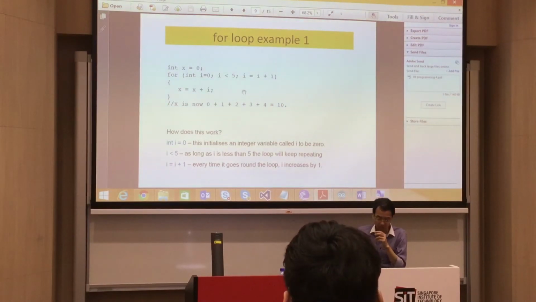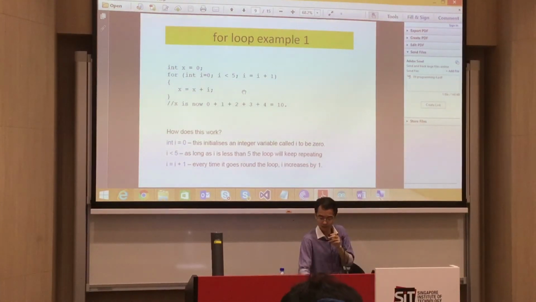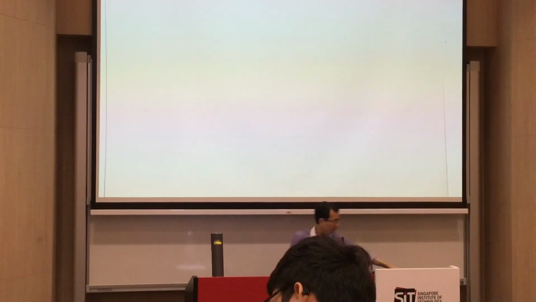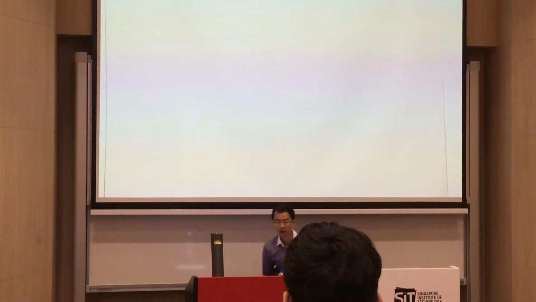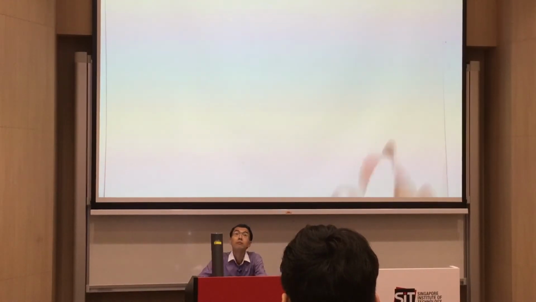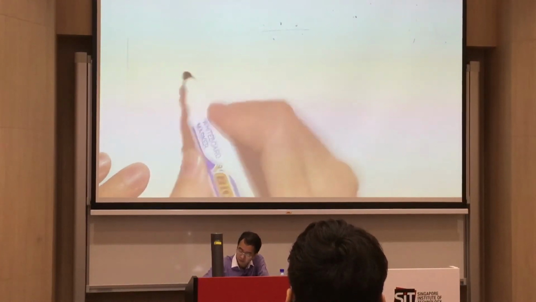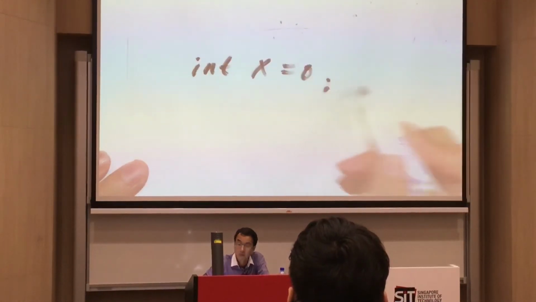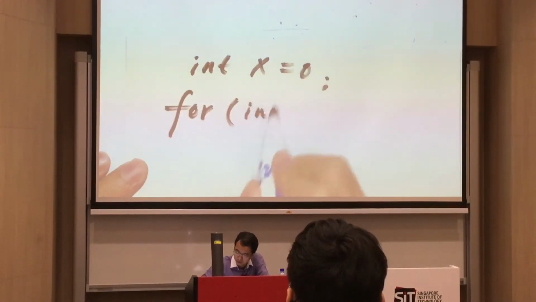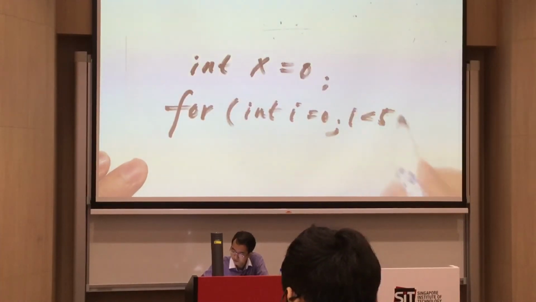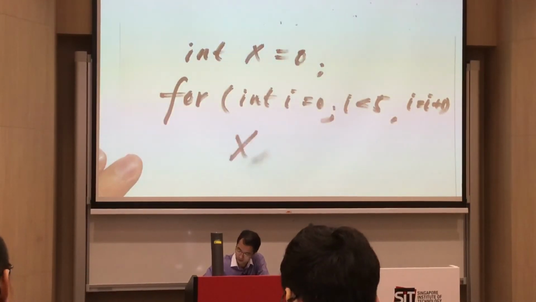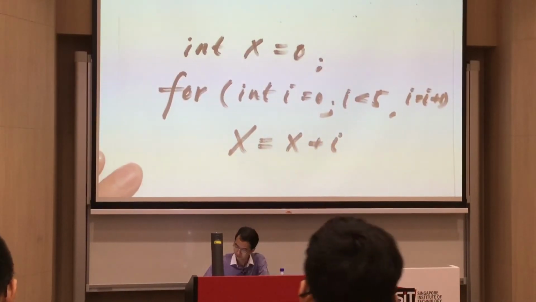Okay, let me go through step by step because this is important. We have this program: integer x equals 0. Then you have a for loop, which is i equals 0; i less than 5; i equals i plus 1. Inside your for loop, you have x equals x plus i. Okay, this is your for loop.